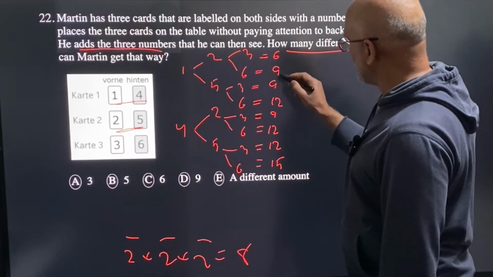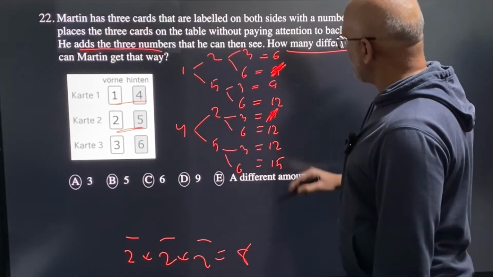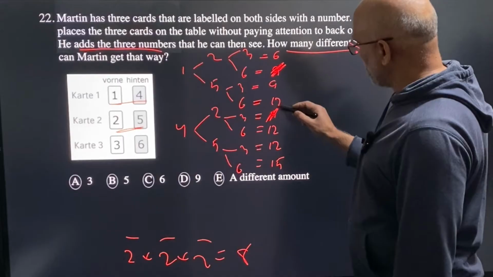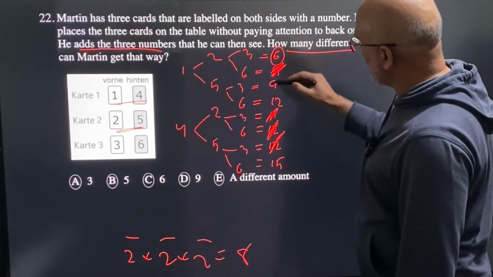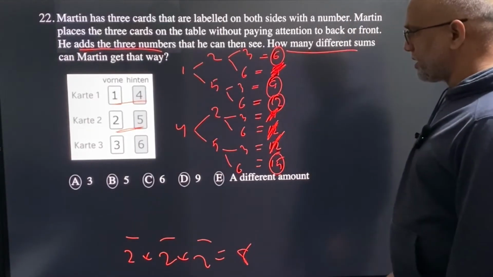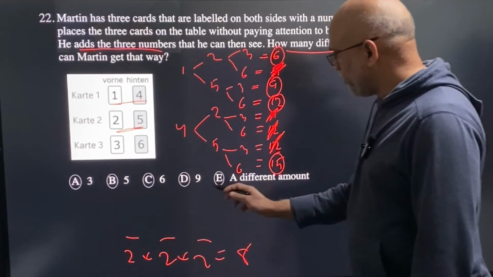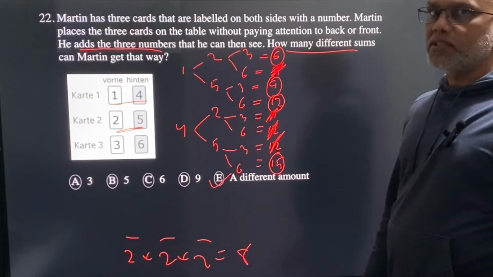So there are 2 9s here, so I can get rid of 1. But there is one more 9 here. Then I see a 12, there is a 12, there is a 12. So I have one, two, three, four different sums, and 4 is not one of the choices, so a different number is the correct answer.